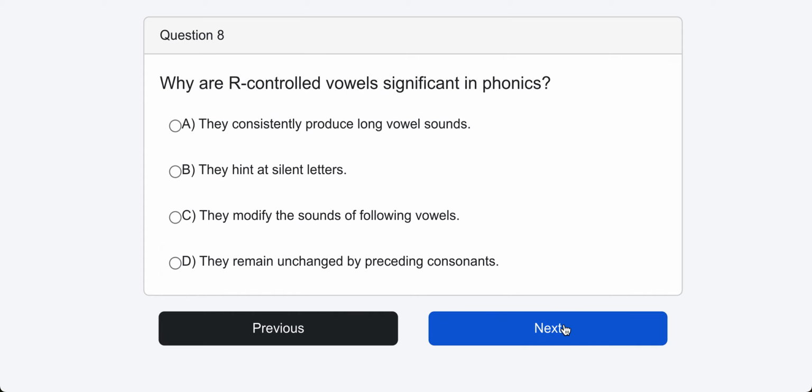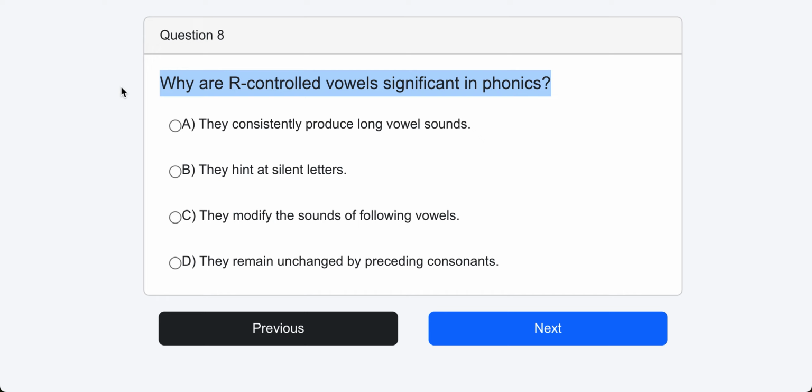Moving to question 8, this reads, why are R-controlled vowels significant in phonics? Again, take a moment here, select the correct response, and we'll talk about it. So in case it's been a while, remember that R-controlled vowels affect the pronunciation of the vowel sounds that they follow. And this, of course, is an important step in accurate decoding.